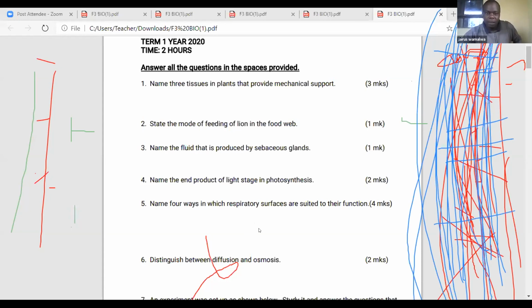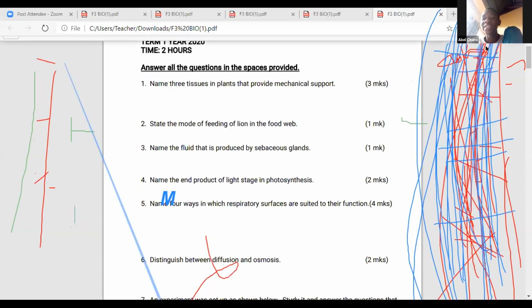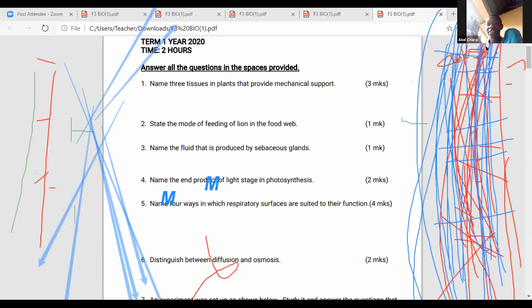People are raising, this one's raising up the hands. Abel. So one of the characteristics is that the gaseous exchange surface must be moist so as to dissolve the respiratory gases. We are talking about gaseous exchange surface must be moist, right?